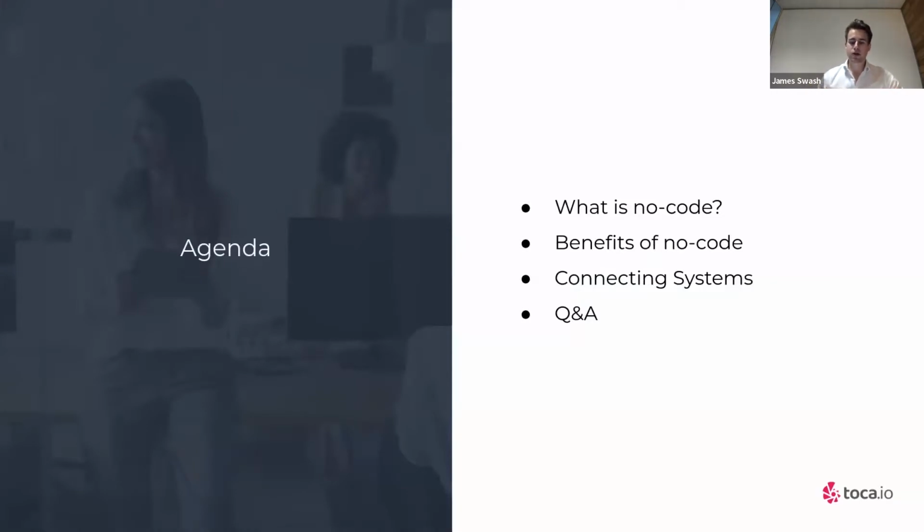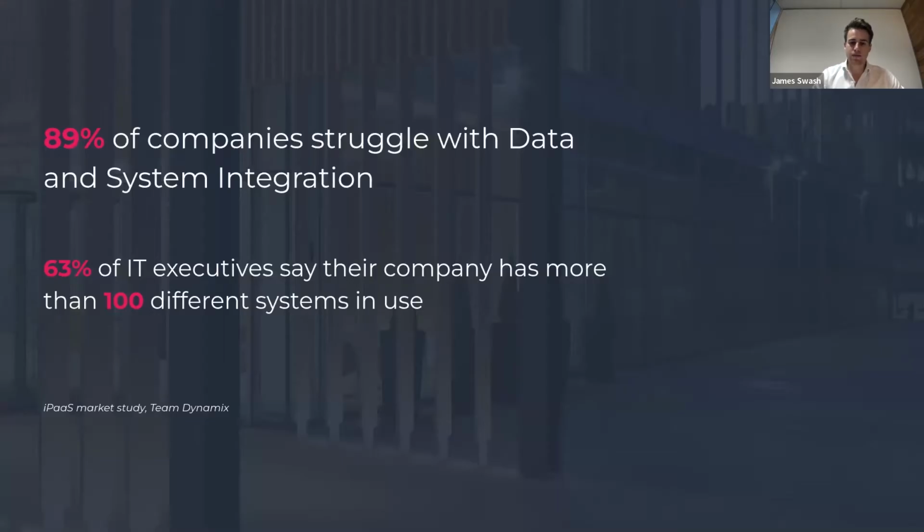So to start off with, we're going to pick apart the title, and we're going to look in particular at NoCode. Before we get really started into that, I'd like to flash this statistic up in front of everyone. The one that really stands out to me is the second stat on the slide here, which says that 63% of IT executives say that their company has more than 100 different systems in use. When we're talking about connecting systems, you want all of your systems to be able to communicate and talk to each other in a way that works for your business. The more systems you have in play, the more of a challenge this poses. So what we're going to look at then is how we can use NoCode to tackle this particular problem.